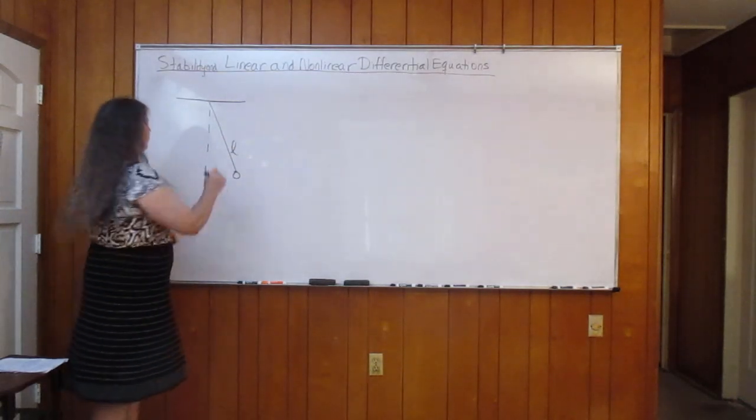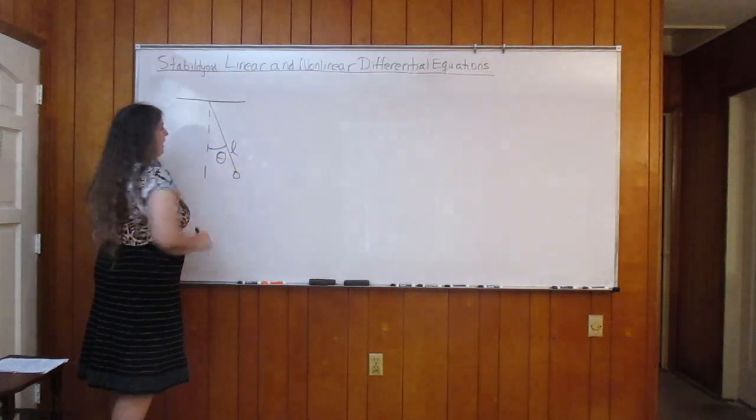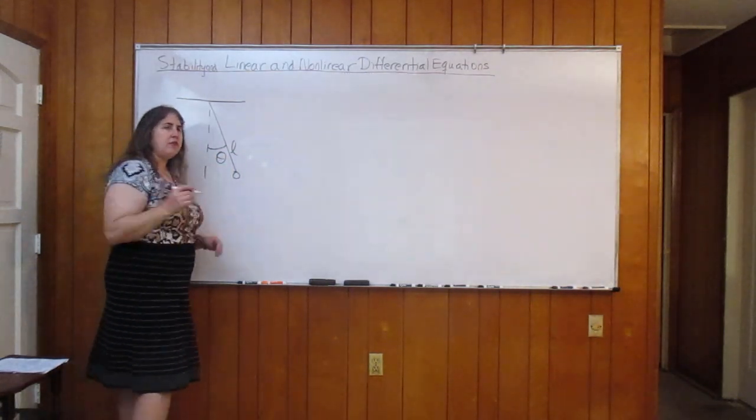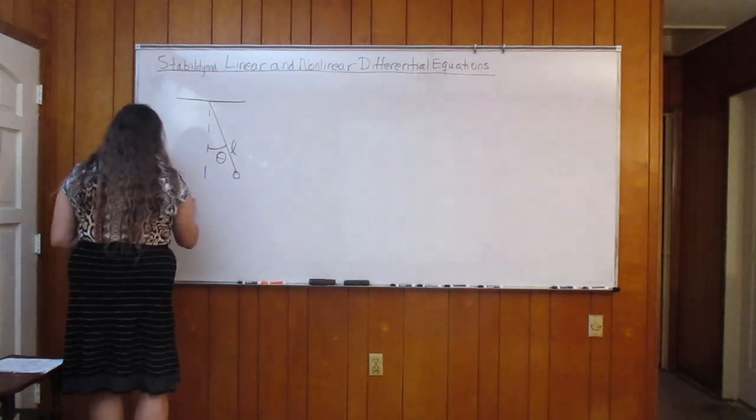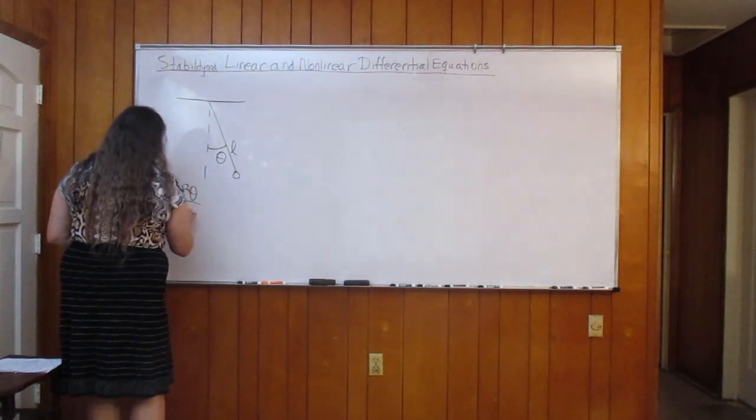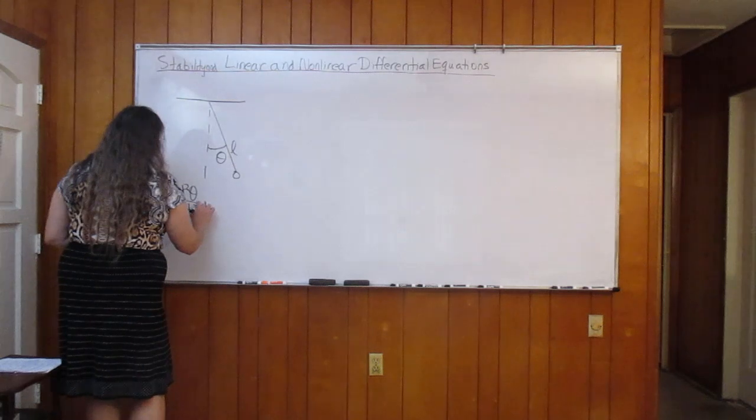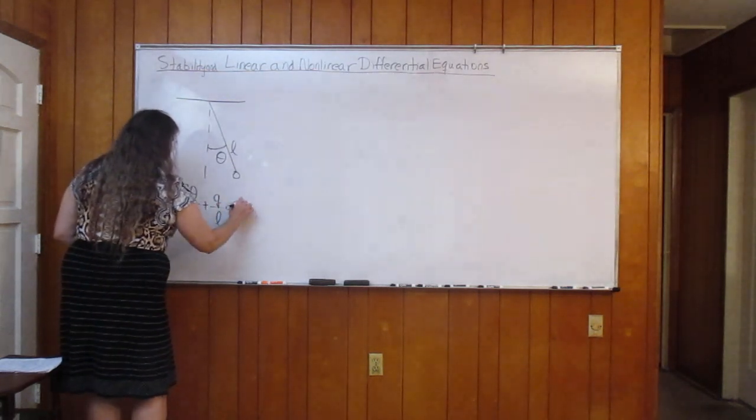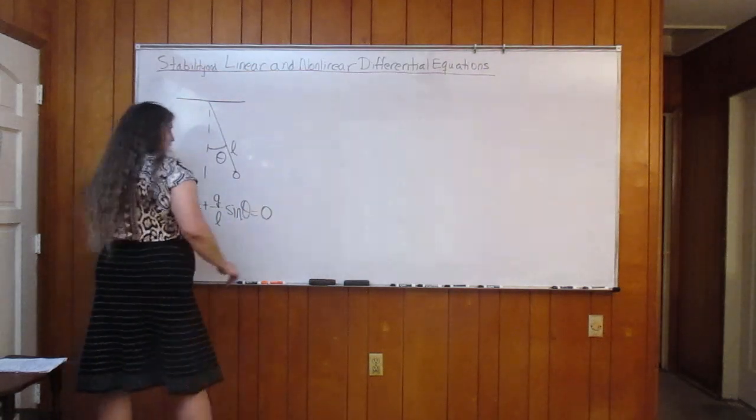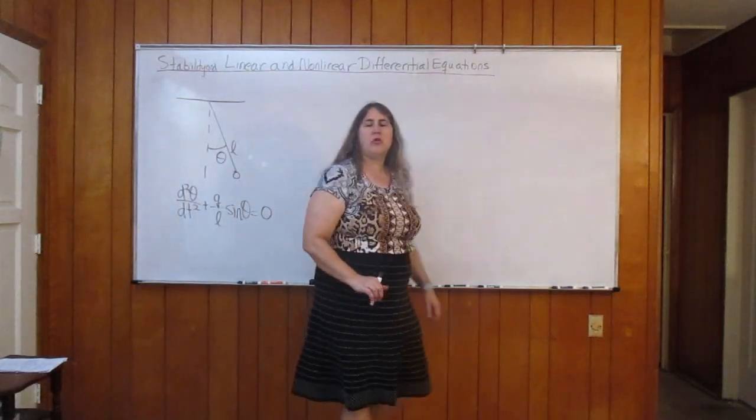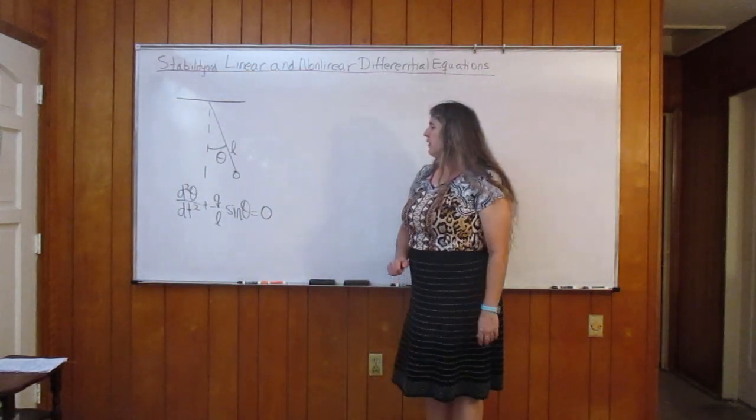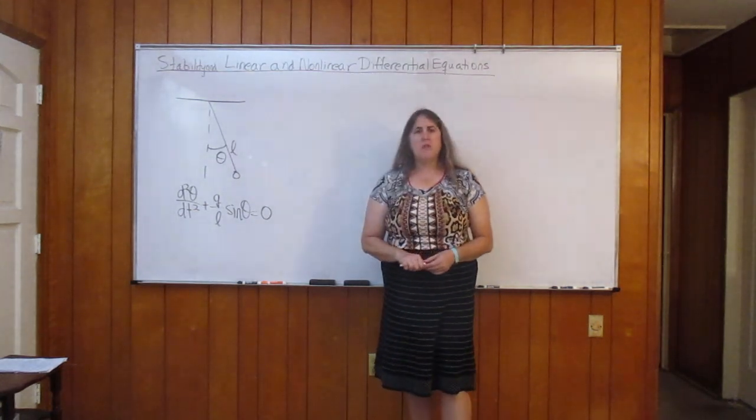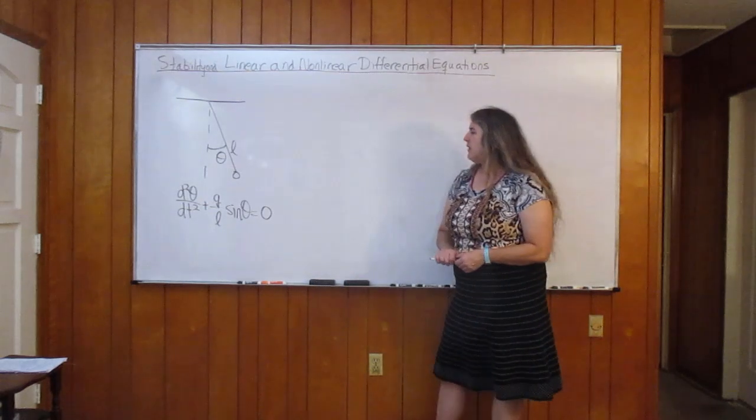the pendulum has length L, and is displaced from the vertical by an angle theta. The differential equation that describes this motion is the second derivative of theta with respect to time, plus g over L sine theta, is equal to 0. And L, of course, is the length of the pendulum. G is the acceleration due to gravity.